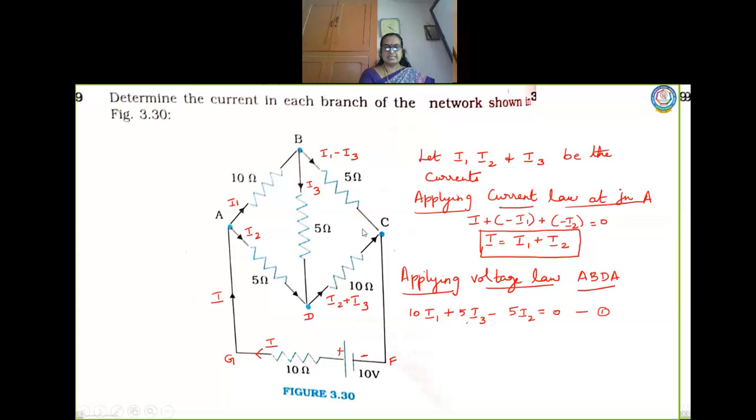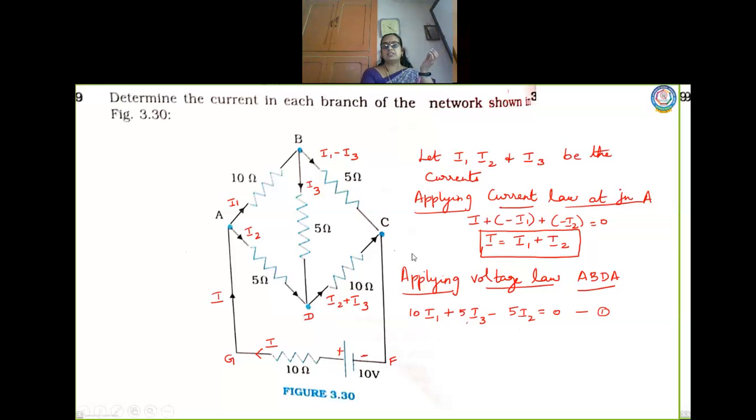D, C, F, G, A. Again I will come A, D, C, F, G, A, because I need to find out 3 values of current, I1, I2, I3. So I is here. Okay, so I need to consider this loop also.